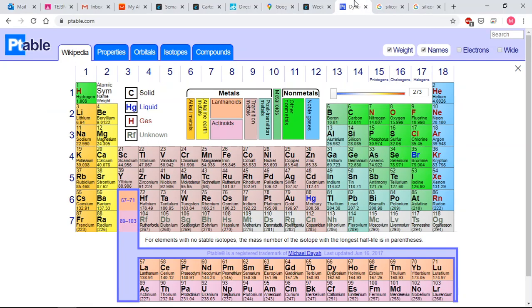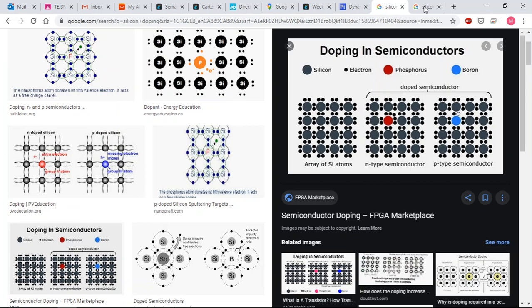Conversely, if instead of putting a column 3 element, we put a column 5 element, like arsenic or phosphorus, now we're going to have what they call an N-type semiconductor. Notice the phosphorus is here, and now there's an extra electron in the lattice. That's going to give special electrical properties to that chunk of semiconductor when it's cooled back.